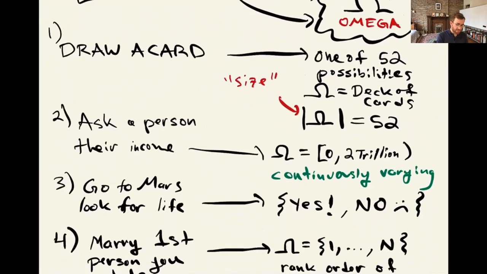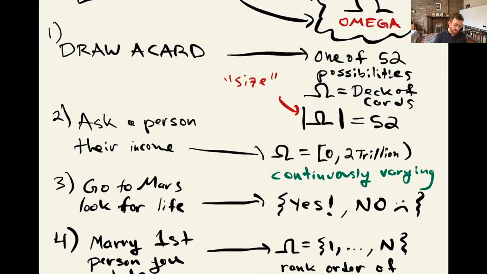Suppose I ask a random person for their income. Here the sample space is, someone can make $0 or they can make up to $1 trillion per year. And notice that this quantity is continuously varying. So for some sample spaces, you can't really talk about size in the sense of counting the number of elements, but you can talk about volume or area or something like that.